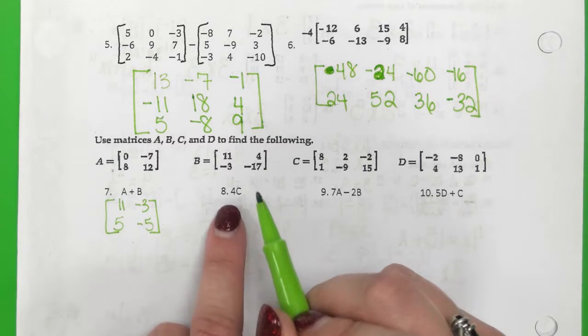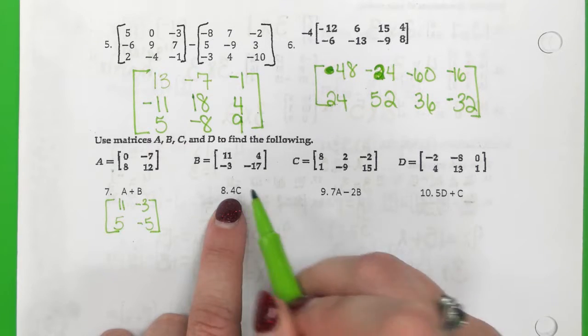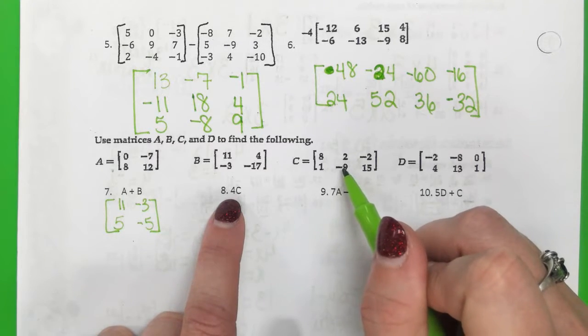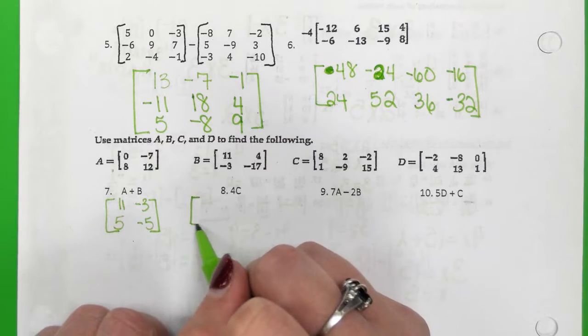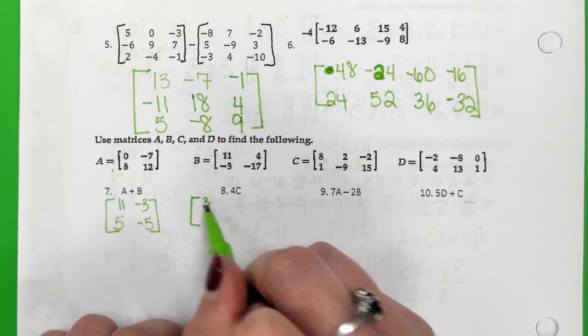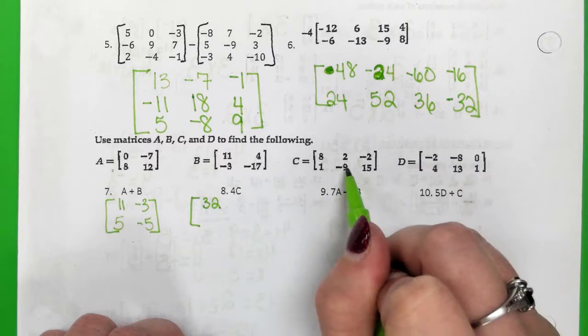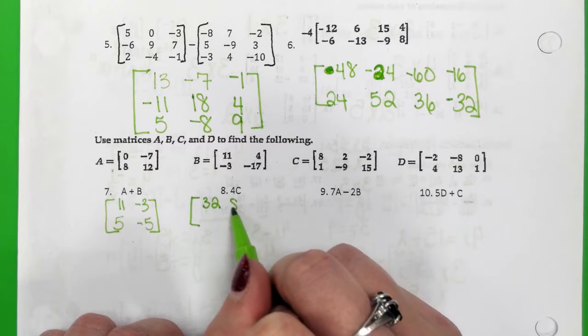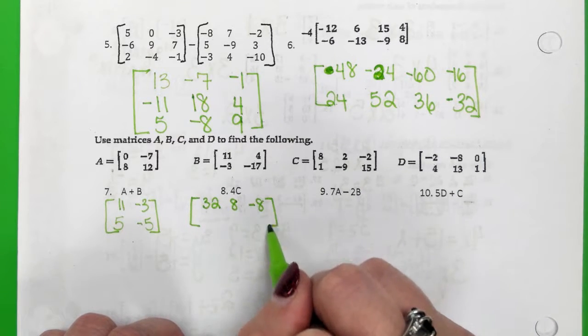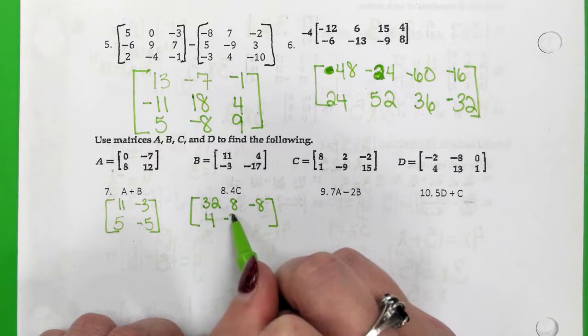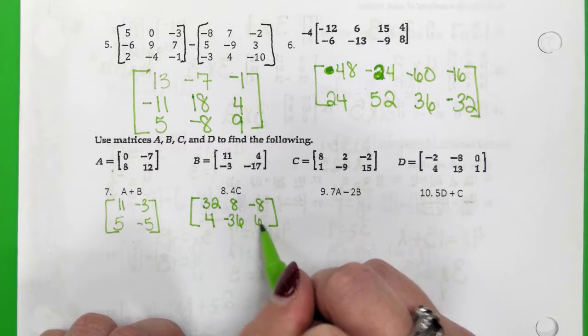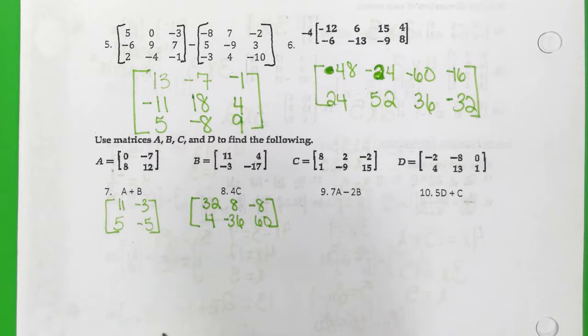Okay. What's the only thing it wants us to do on number 8? Multiply 4 times C. So multiply that, and what do you get? 32. 8. Negative 8. 4. Negative 36. Is anybody lost about where I'm getting these numbers? If you are, for goodness sake, speak up.